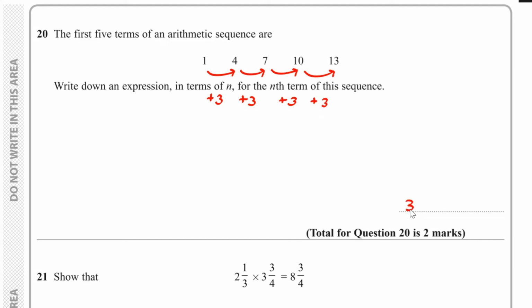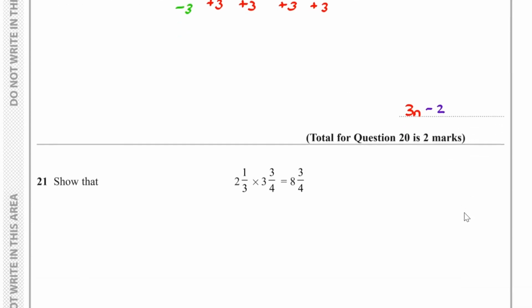So here we've got a 3n, and to find the 0th term we have to do the opposite of plus 3, which is minus 3. So 1 minus 3, that's minus 2. So our nth term is 3n minus 2.